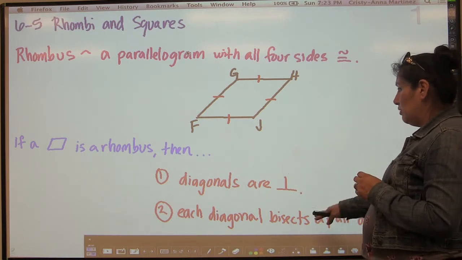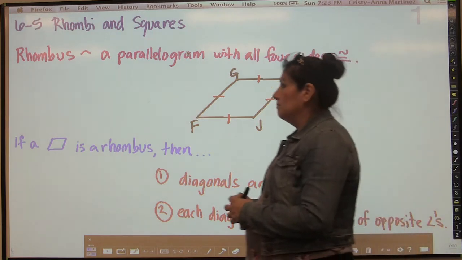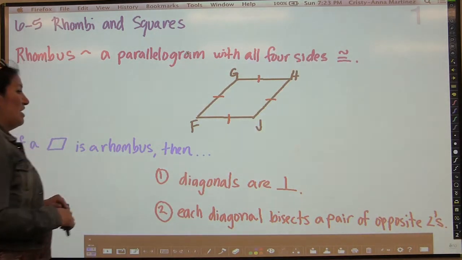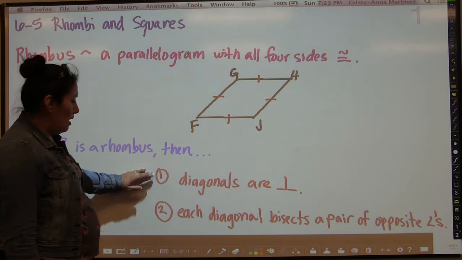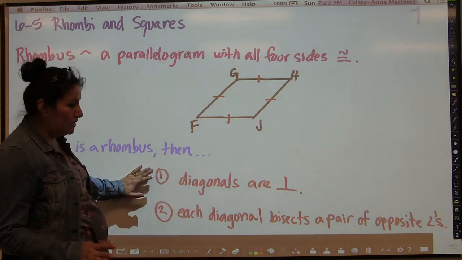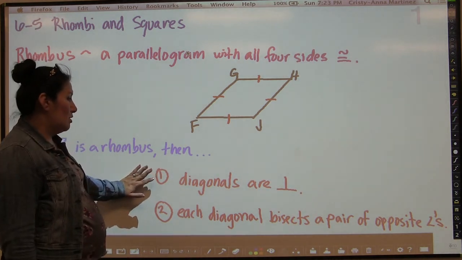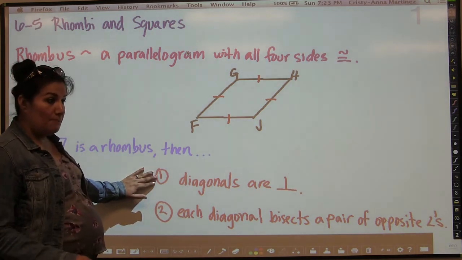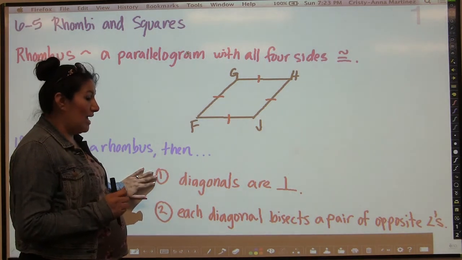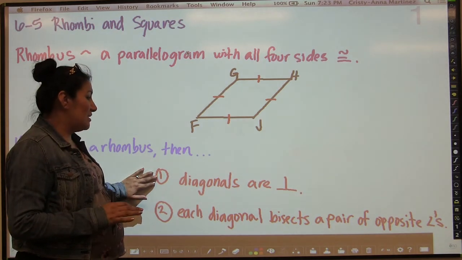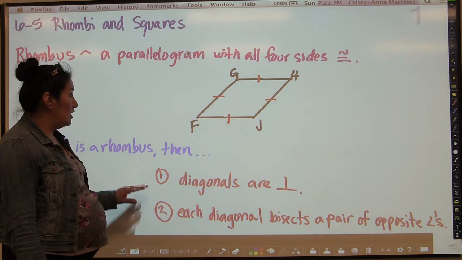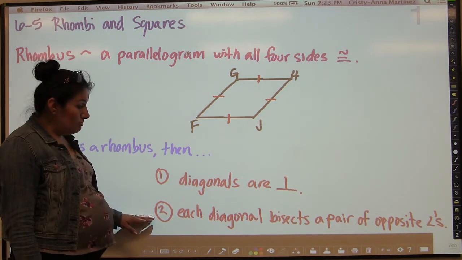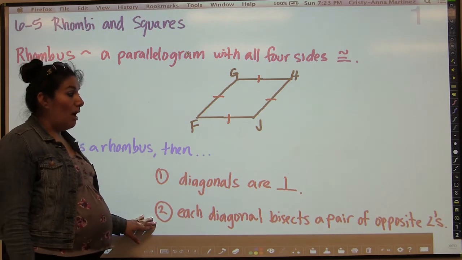And again, these are some theorems, and I just condensed them into the same screenshot so you wouldn't have to write as much. But basically, we have two theorems. If a parallelogram is a rhombus, then the first theorem that we have is diagonals are perpendicular. So we already knew before that for any parallelogram, the diagonals bisect each other. But this time, not only do they bisect each other, they're perpendicular. That's unique to a rhombus. Number two, each diagonal bisects a pair of opposite angles.